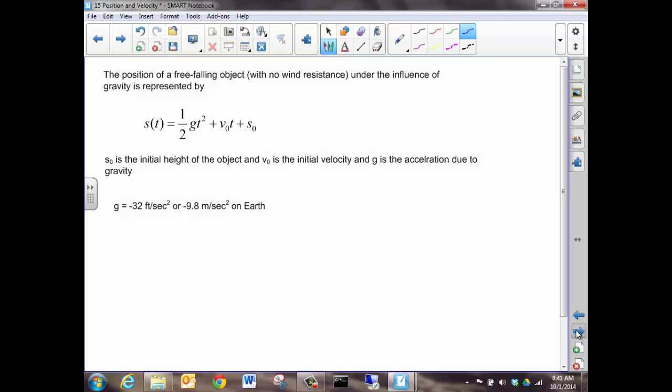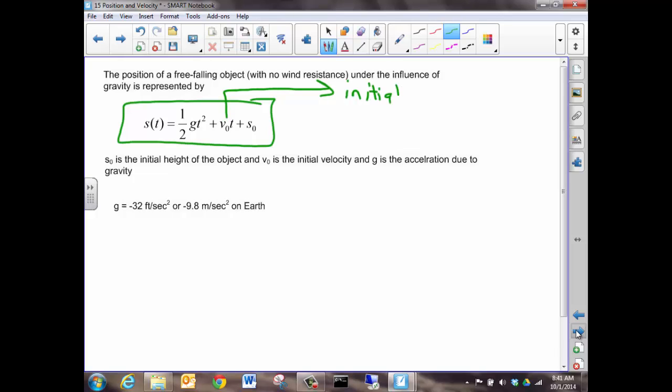Now, we're going to talk about some things to memorize. All right? This is a memorization moment. Those don't happen all the time here. 1/2 g t squared plus v naught t plus s naught. That's my terminology. Okay? V sub 0 is the initial velocity. S sub 0 is the initial position.